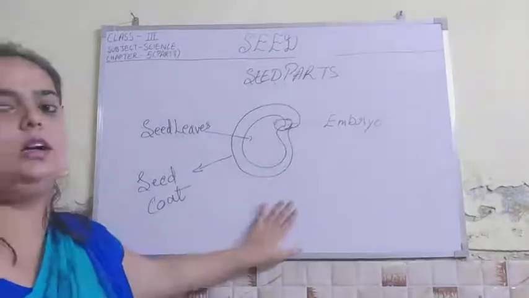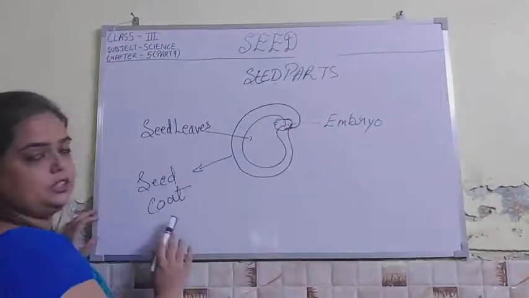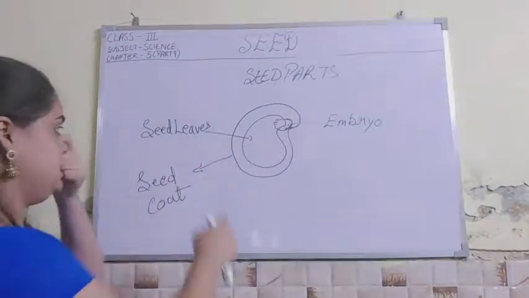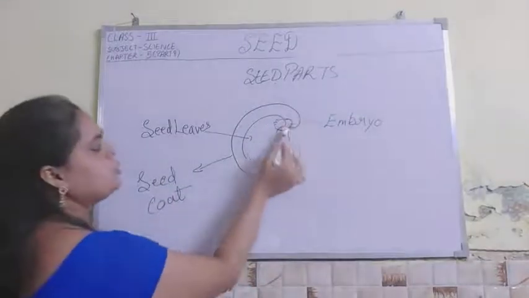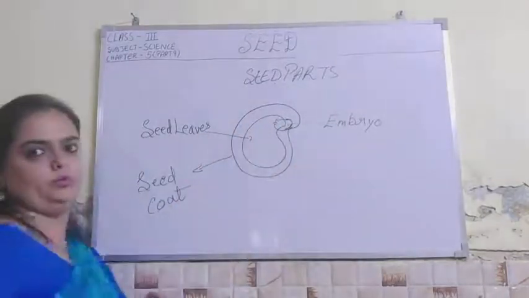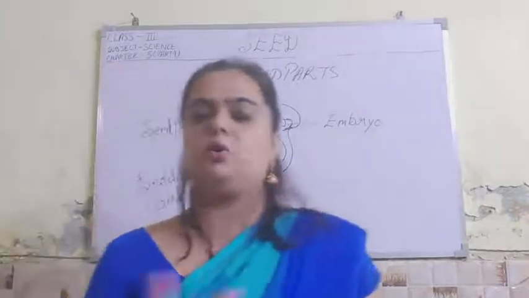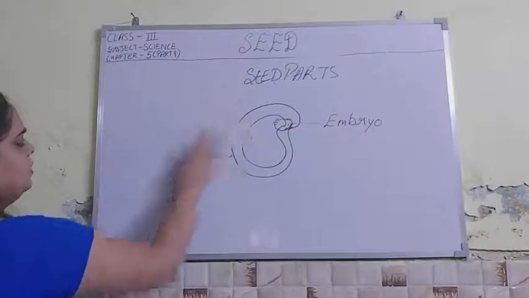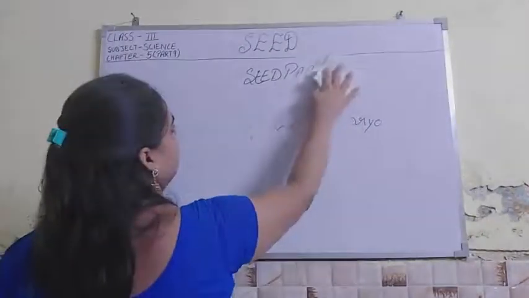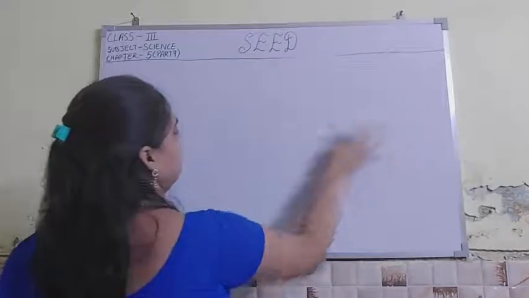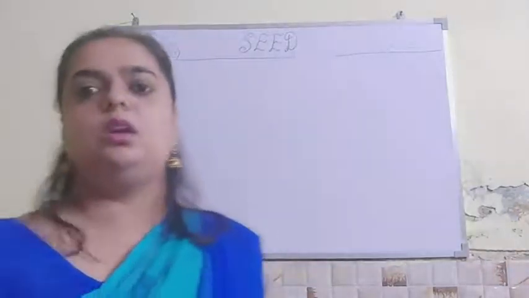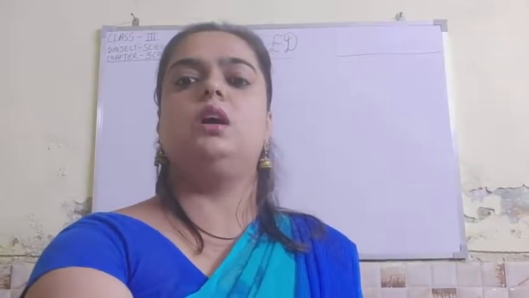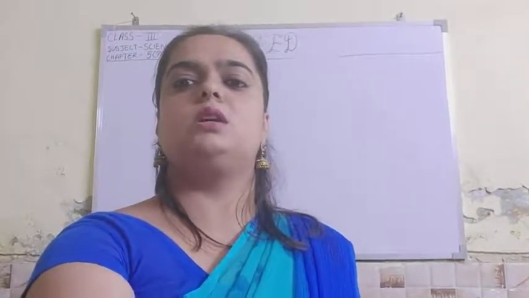Okay children, let us see it again. This is the seed. The outer covering is the seed coat. The inner, fleshy part is the seed leaves, and this portion is the embryo. Now let us study all these things in detail. First of all, we will discuss the seed coat.